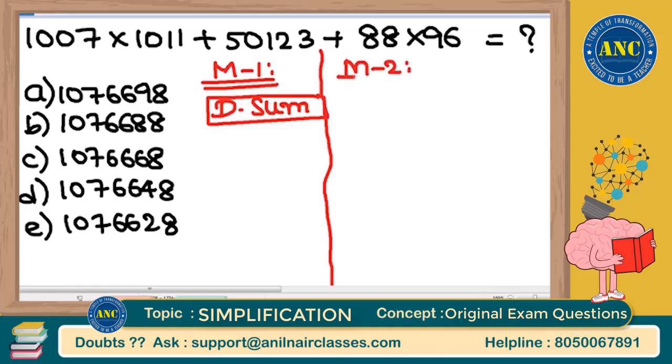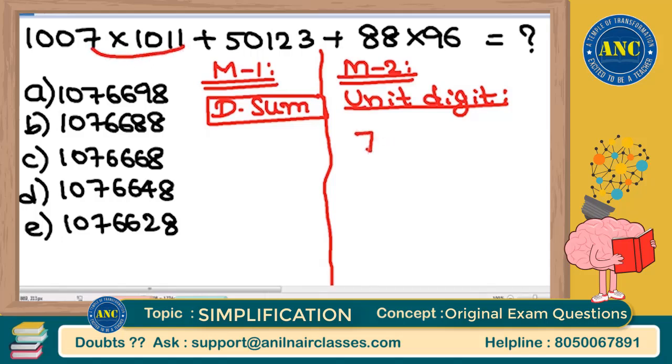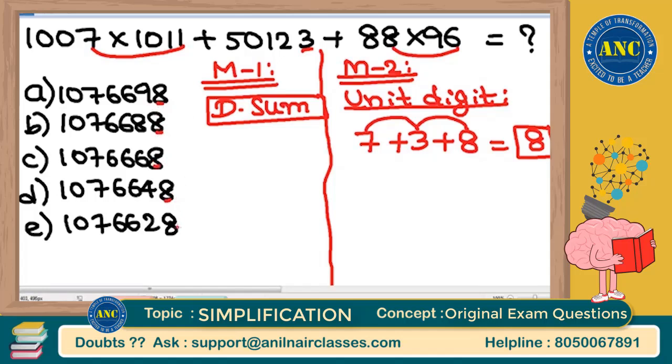Method 2, you can apply unit digit concept. Now suppose for example if I apply unit digit concept, 7 into 1 is 7 plus second term unit digit is 3 plus the last term unit digit is 8 into 6, 48, unit digit is 8. 7 plus 3 is 10, 10 plus 8 is 18, so unit digit in the answer should be 8. But all the answers have unit digit 8. Each and every option given in the question has unit digit 8.